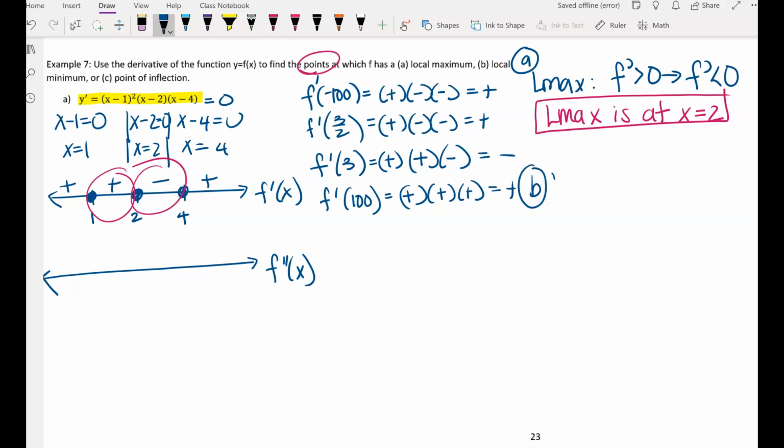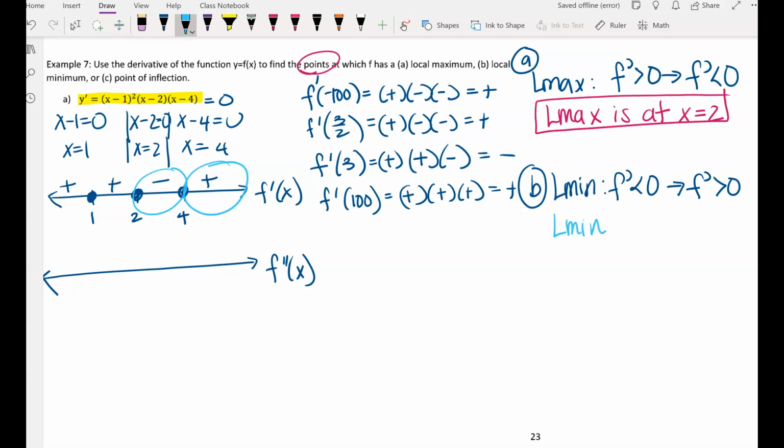Now B says L min, and if you guys remember, local min is when first derivative changes from negative to positive. All right, so I'm going to erase my previous two circles. We're gonna go, here's negative, and it changed to positive. So L min is at x equals 4. So that's not too bad.